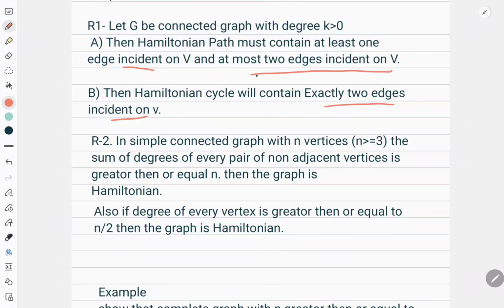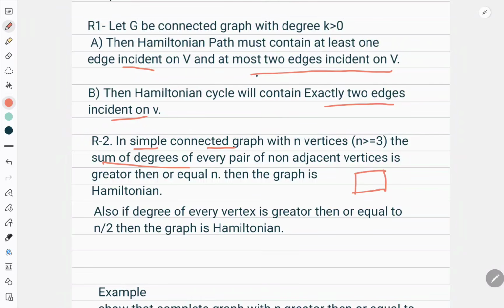Now look at this one. A simple connected graph. The moment I said the word simple, I should not have loops, I should not have parallel edges. And it is a connected graph also with n vertices, and n is greater than or equal to 3, that is also a condition. The sum of degrees of every pair of non-adjacent vertices. Now non-adjacent vertices we are very clear about. So I am saying the sum of degrees of every pair of this type of vertex, then the graph is Hamiltonian. Simple example, look at this one.